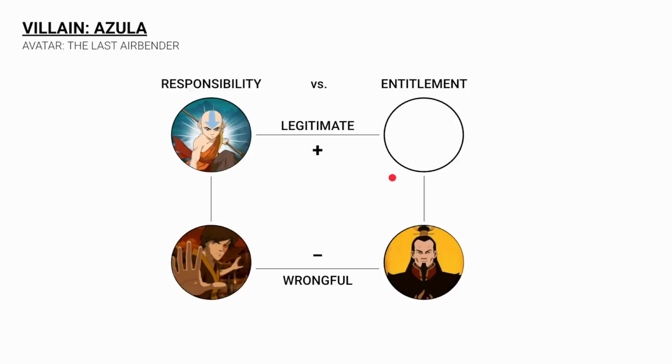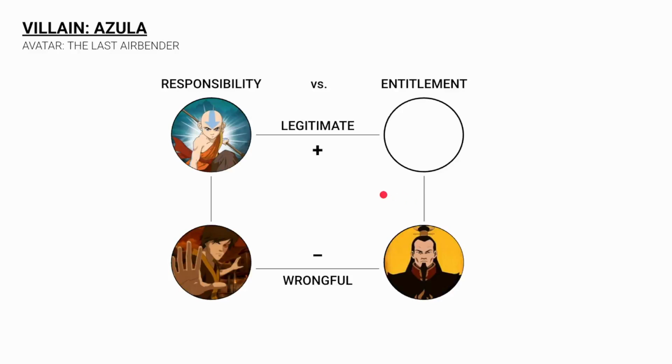That is the narrative of the Fire Nation, I guess, that they're this great nation, and because they're better than everyone else, they have the right to subjugate and kill and destroy everyone else according to their whims. So that's the negative expression of entitlement.